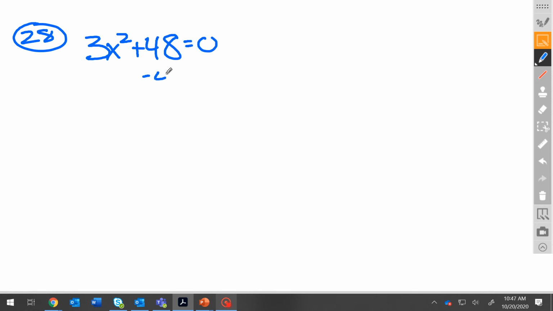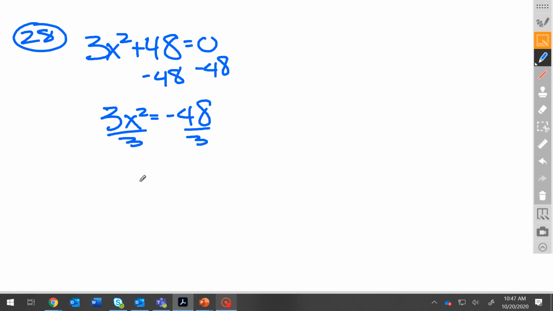Alright, 28. We are solving for x, so this means taking square roots. It could mean other things, but we're doing taking square roots. So get the x squared term by itself. Divide by 3 after you subtract 48. So we got x squared equals negative 16.